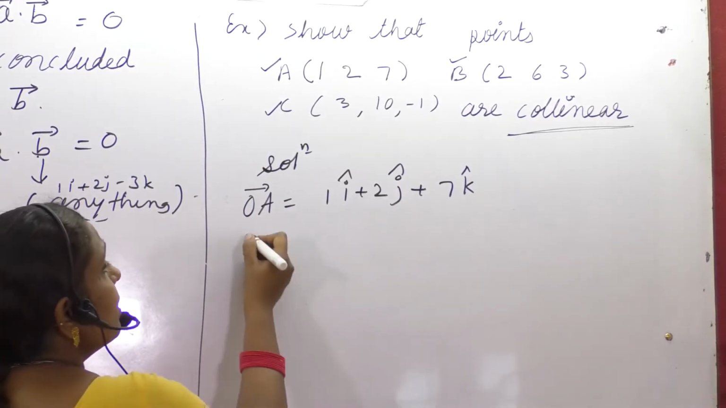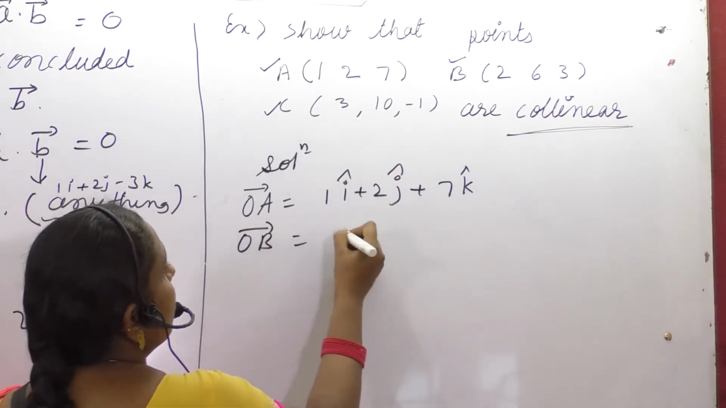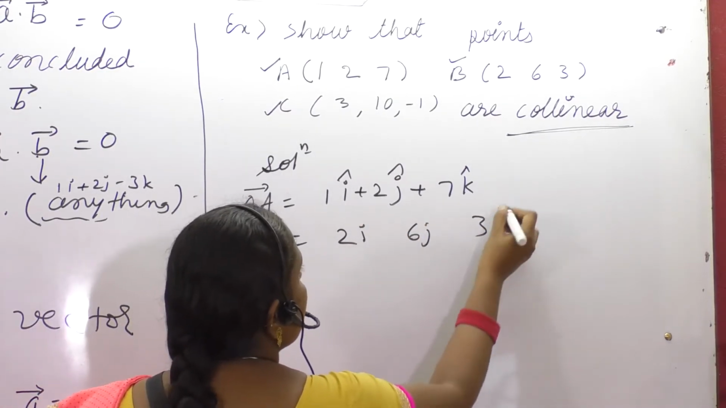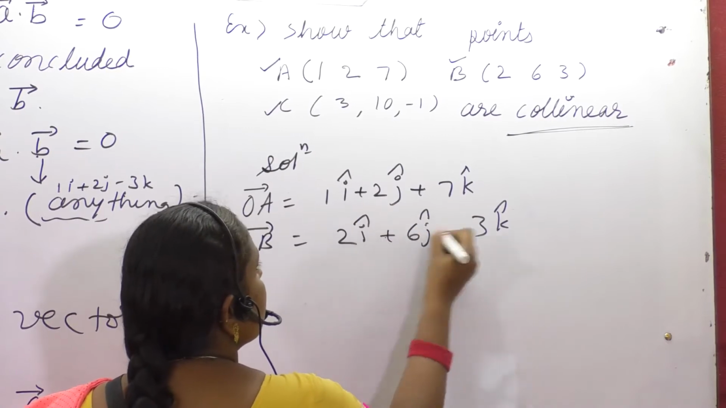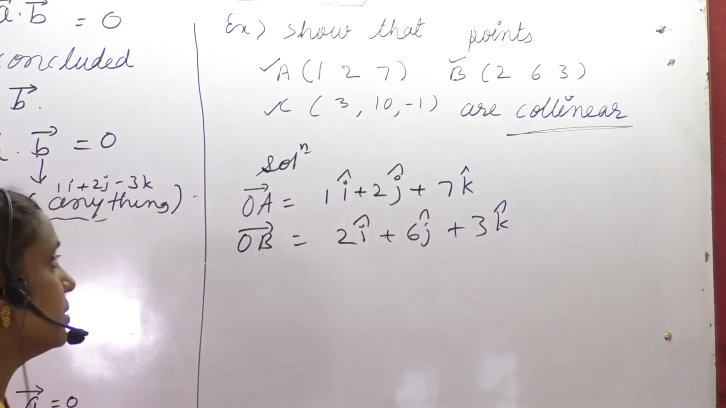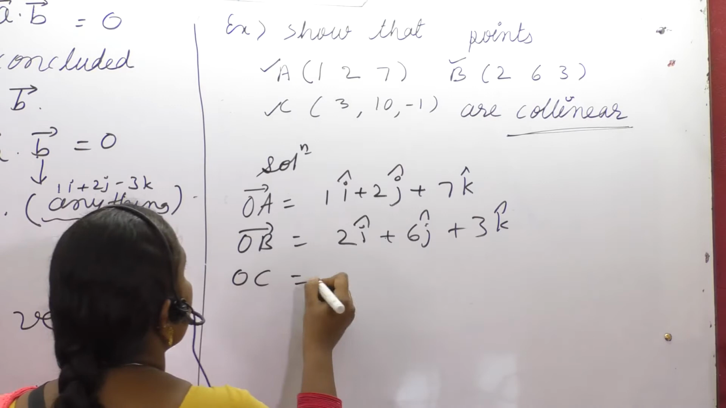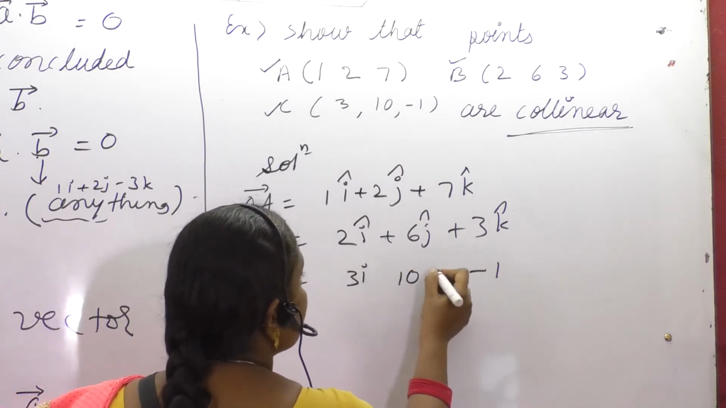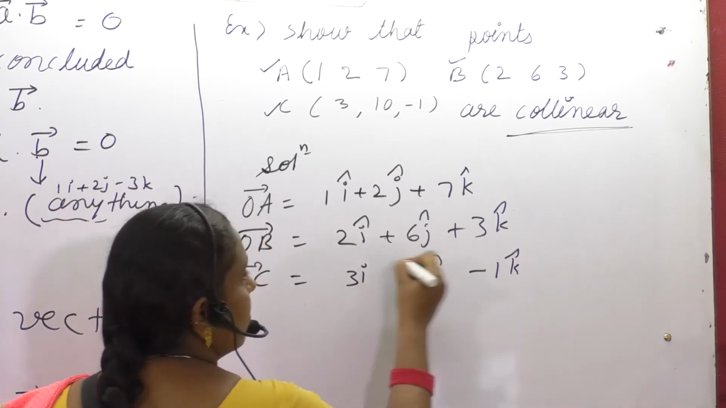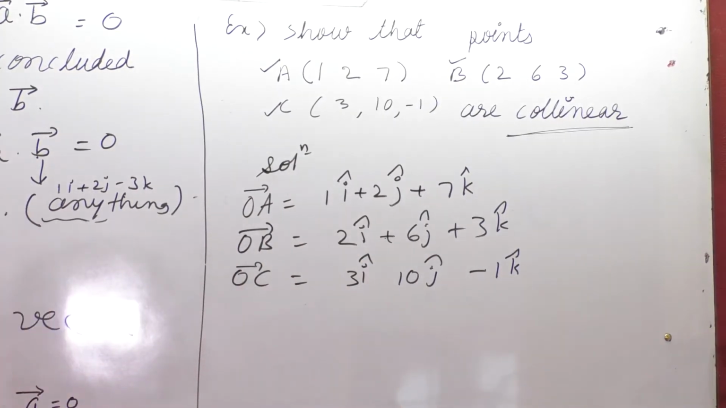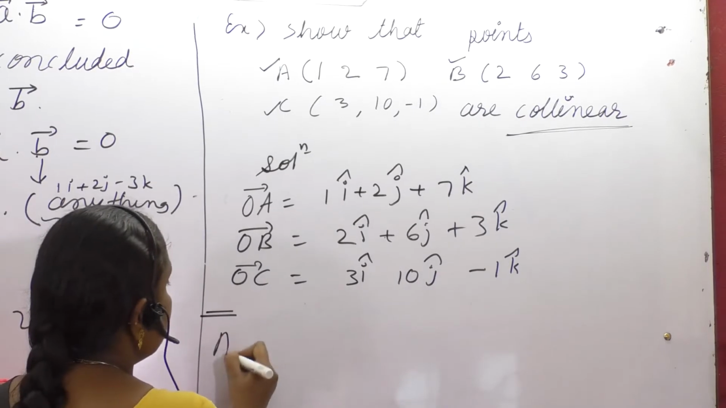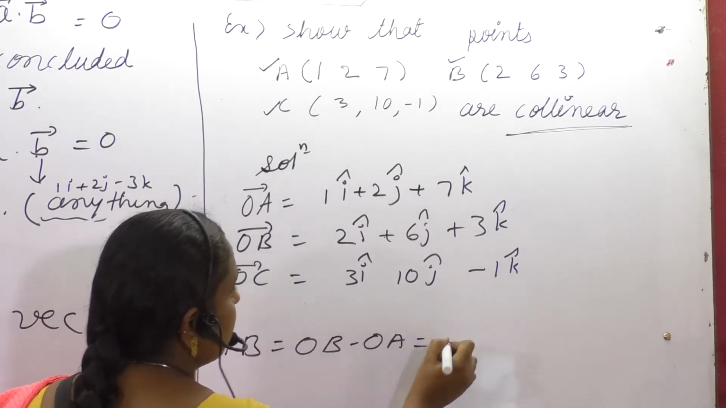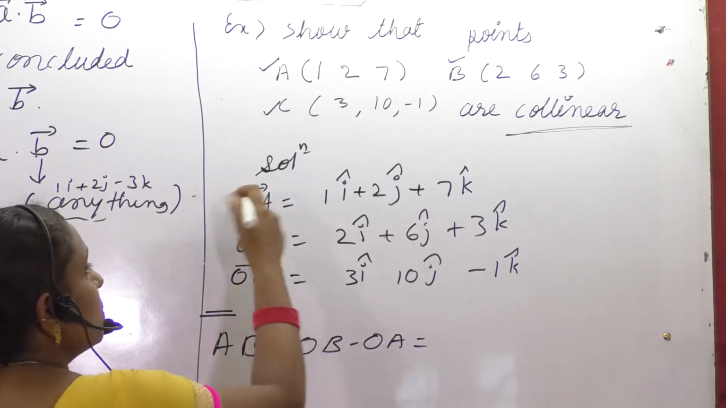Okay. Next OB, 2, 6, 3, attach i, j, k notation, signs. OC, 3, 10, minus 1, i, j, k. Okay. So what is the thing needed here? AB. AB means OB minus OA. I will put it: OB minus OA.